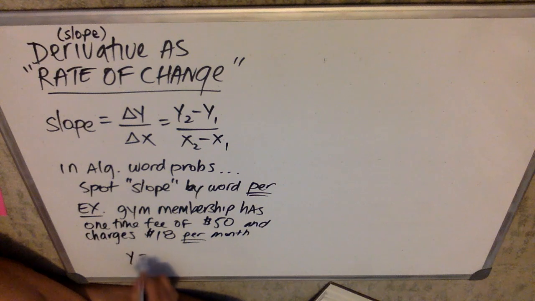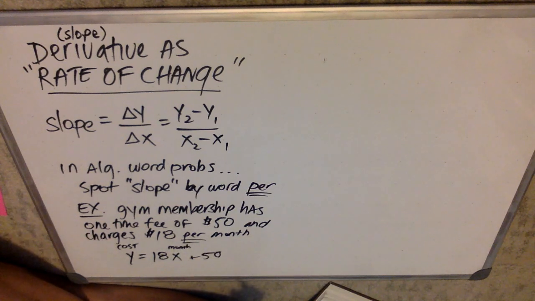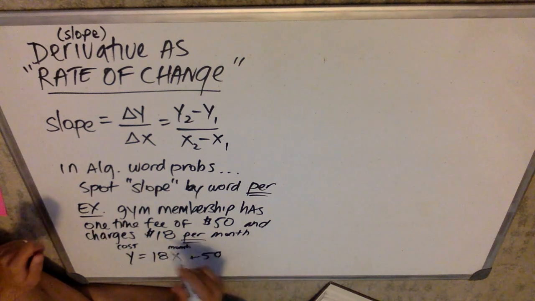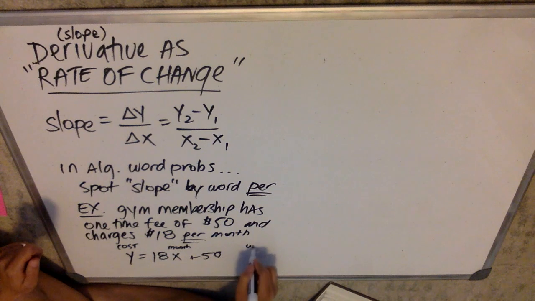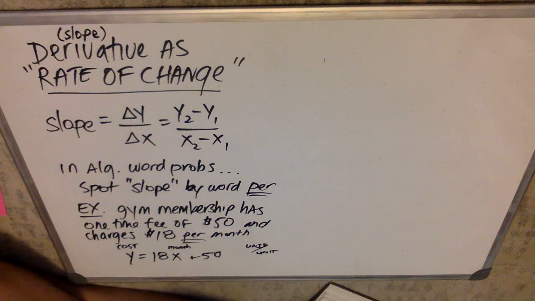In this example here, our gym membership, this would be my cost, which would be 18x, where x is a month, plus 50, because that's my y-intercept or my one-time fee. So it's not a shock that we're used to seeing slope as some unit per unit. So unit per unit, meters per second, etc., etc.